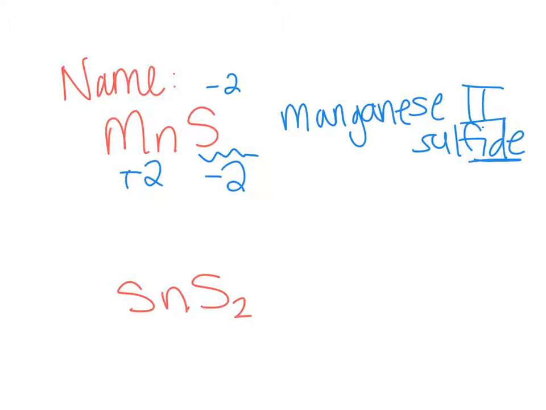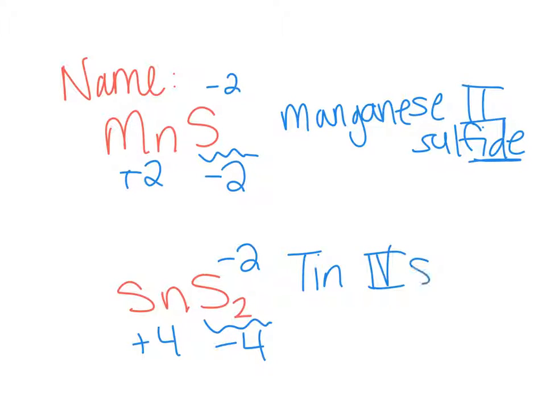So the next one, we had sulfur again. What is sulfur's charge? -2. How many of them are there? So what's the overall charge over here? Good. So what does tin have to be to neutralize? +4. Awesome. And so we would call this tin 4 sulfide. How do we do? Thumbs up, thumbs down? Okay. We'll practice a couple more of those in a minute.